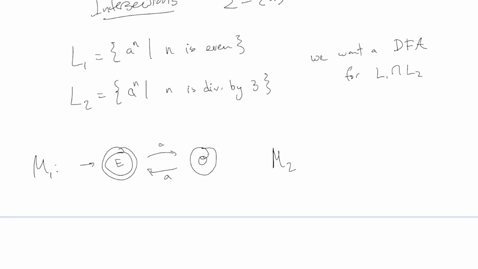What about the other one? Can anyone remember how to do this? Accept only if it's a multiple of 3, divisible by 3. Yeah, make 3 things in a cycle. And if I want divisible by 3, then it's the starting state which should be accepting. All right? And maybe I'm going to give names to all of these. Maybe I'll just call these X, Y, and Z. All right?